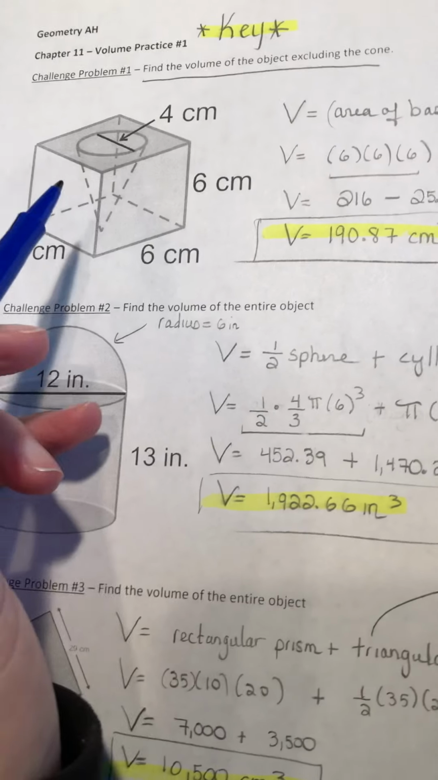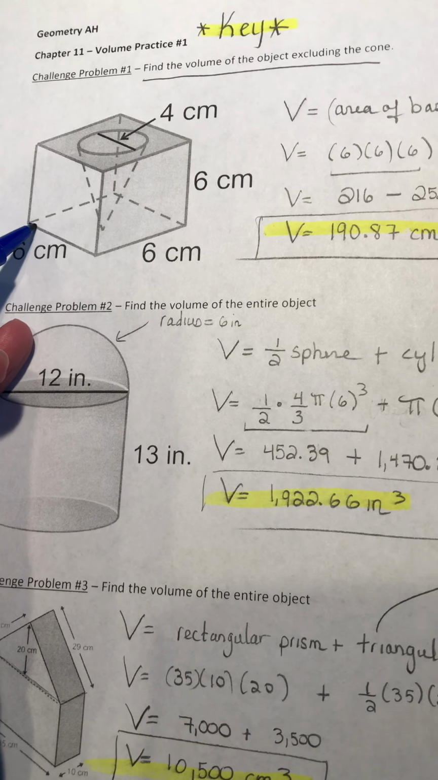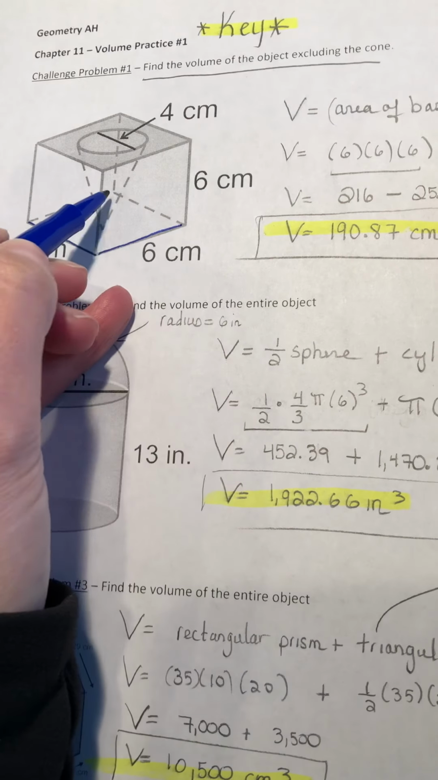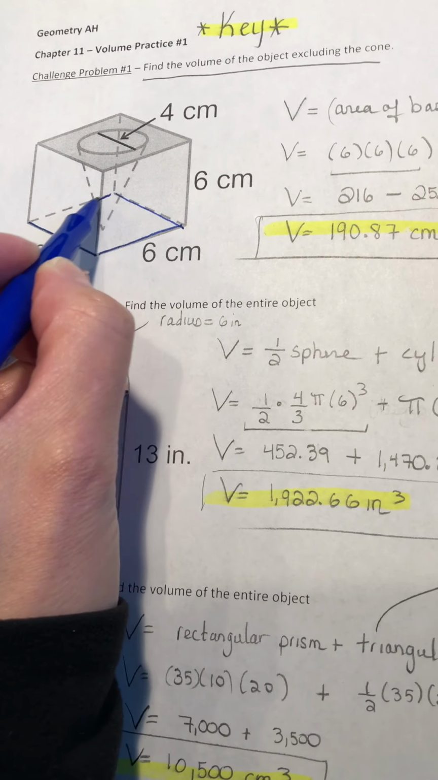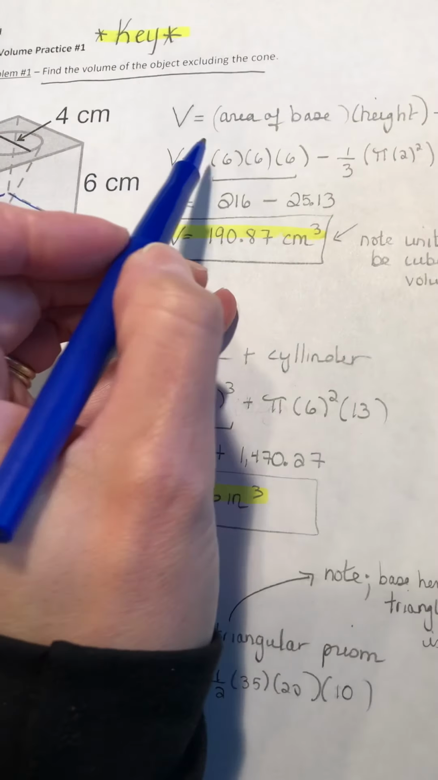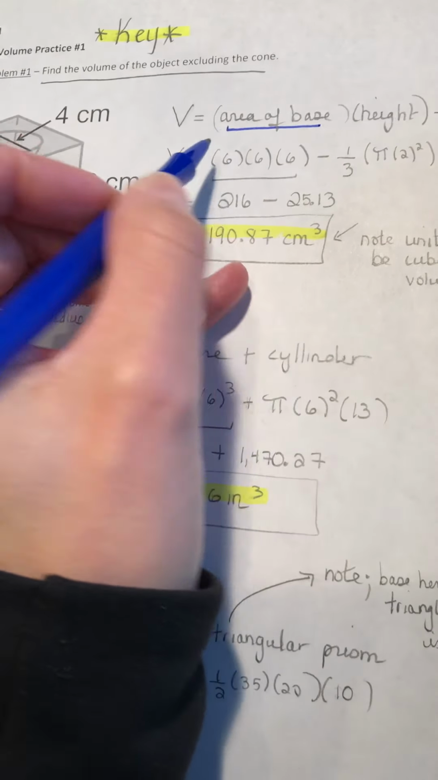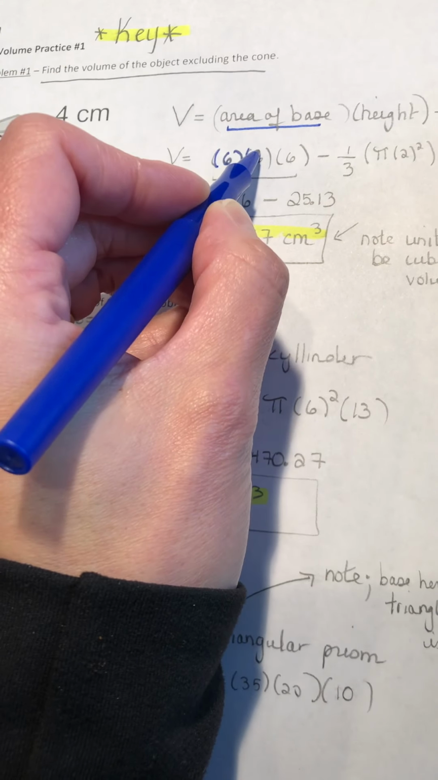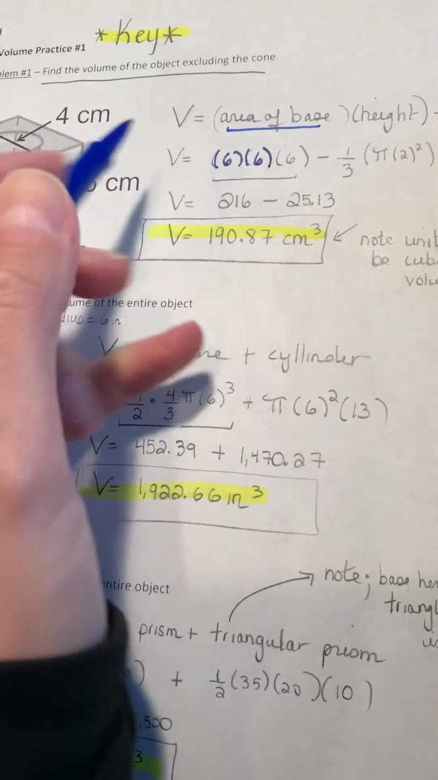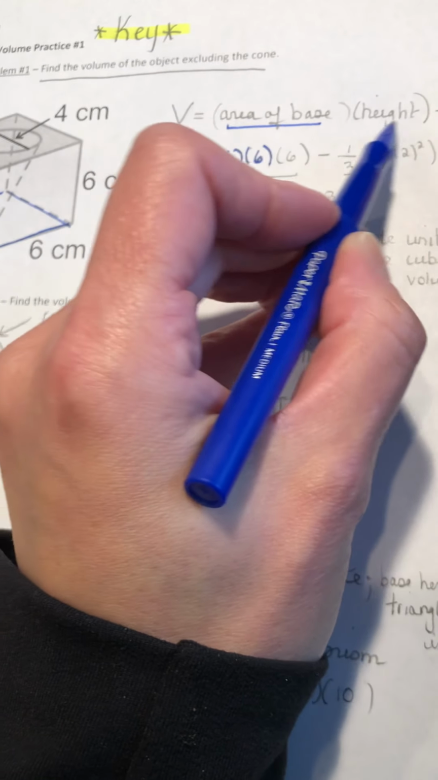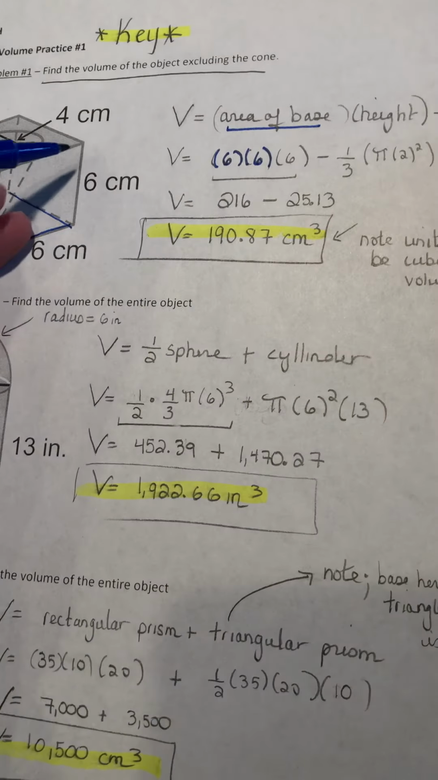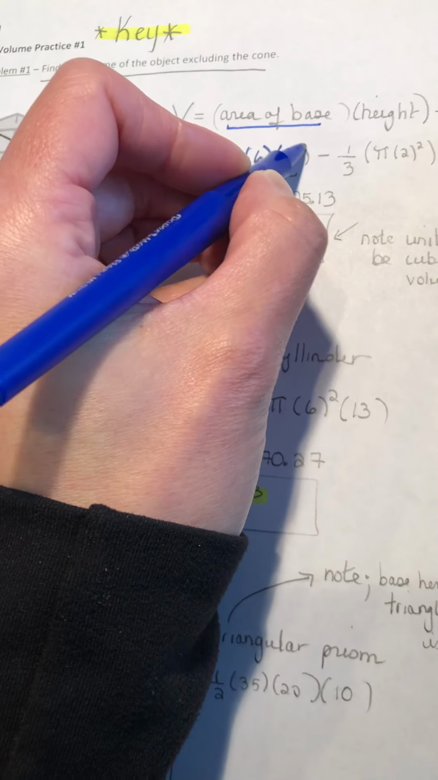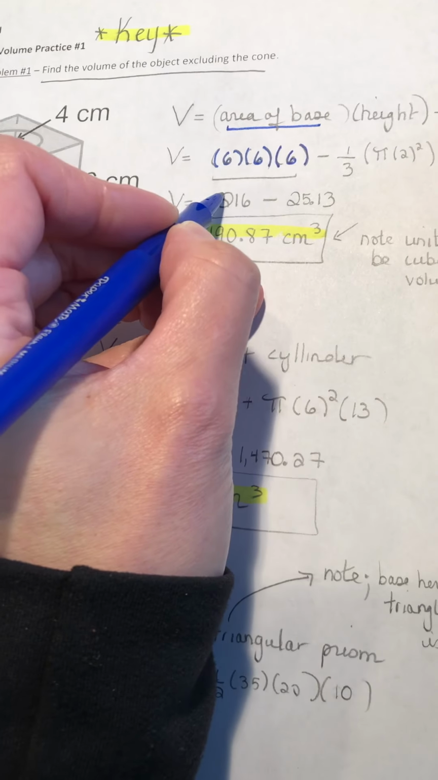Okay, so what's the base? The base of this object is a 6 by 6 square. So I'm going to multiply 6 by 6 to get the area of the base. But to get how much space is inside the three-dimensional shape, I have to multiply by the height of that object. And I can see that the height of this cube is 6. So 6 times 6 times 6 gives me 216.